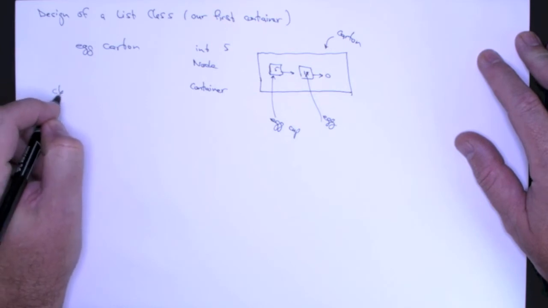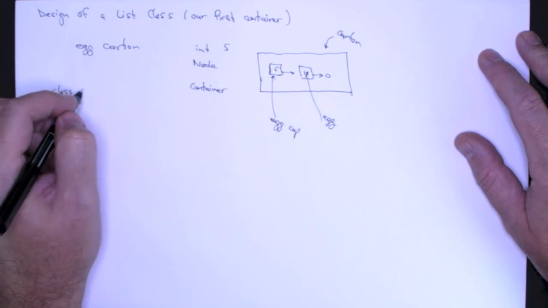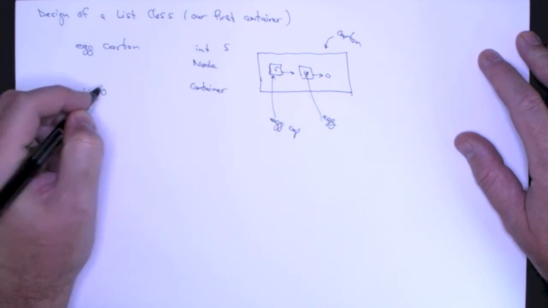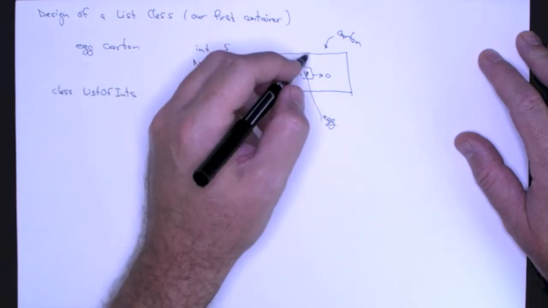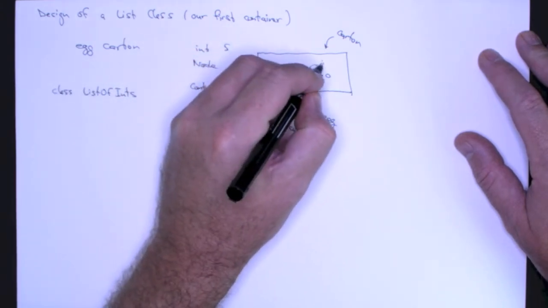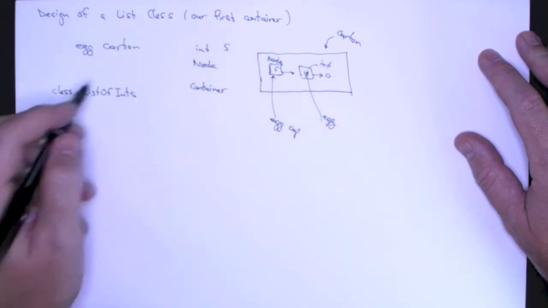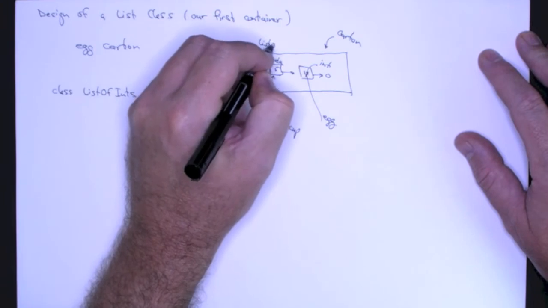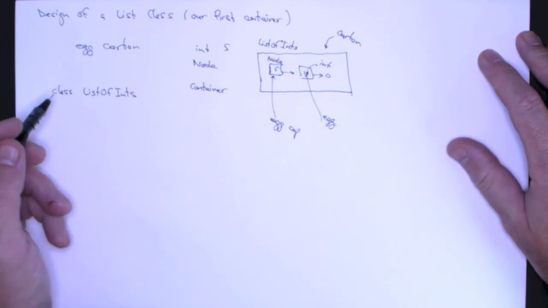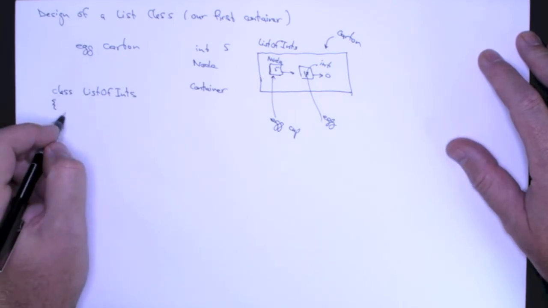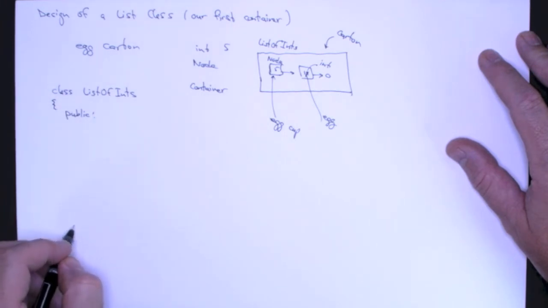So the name of my class, and what I'm doing here is defining this, is just going to be a list of ints. And we're going to use the node. So I have an integer here, I have a node here, and then the collection of nodes will be a list of ints. And it's going to look exactly like this. I'll get around to defining my public interface in just a minute.